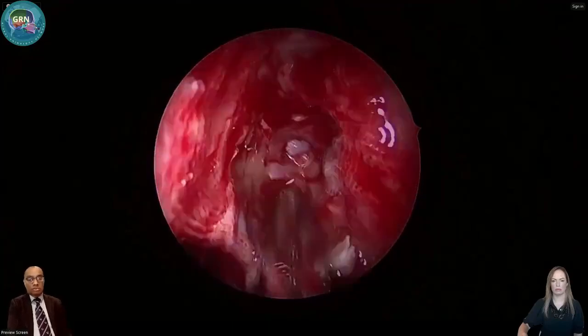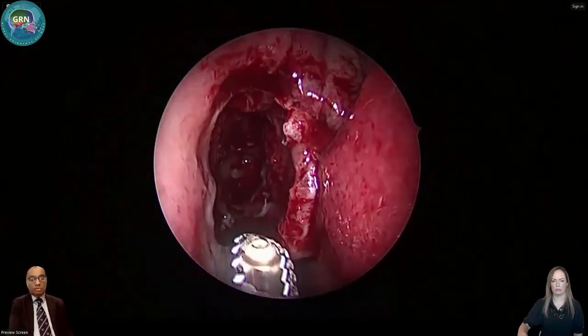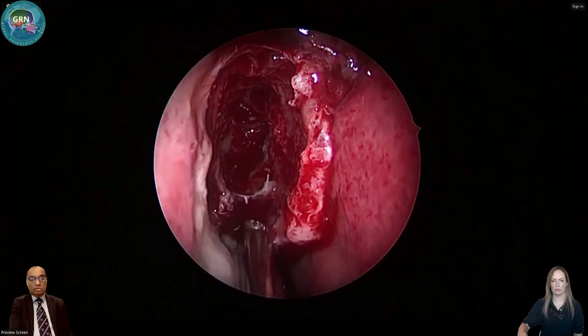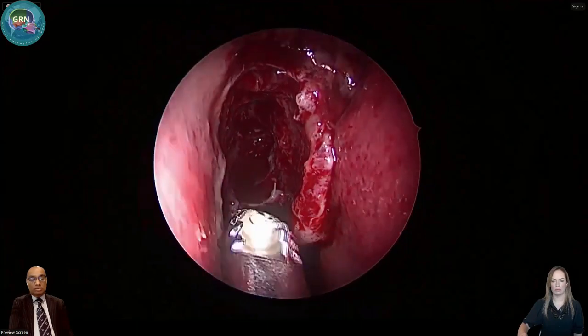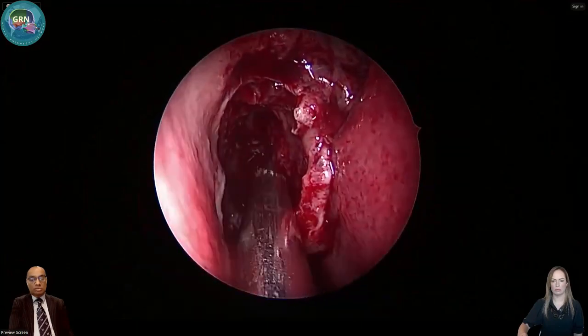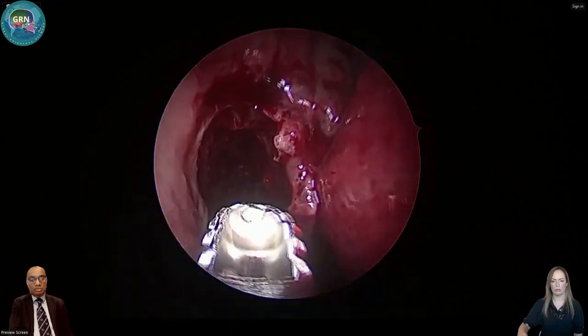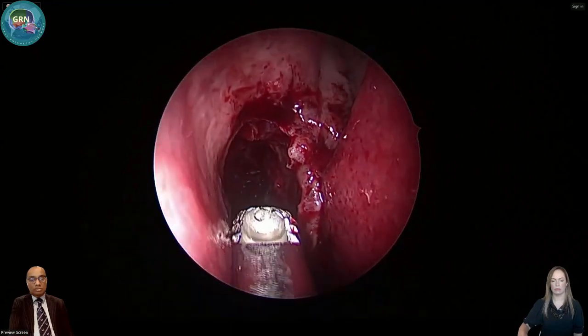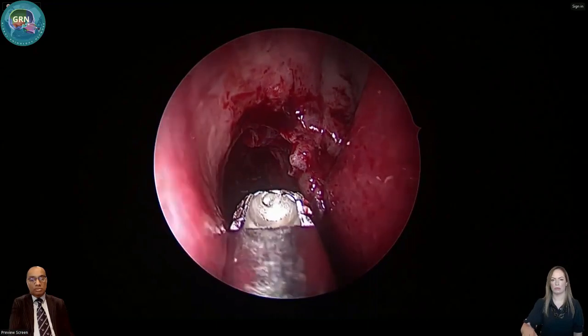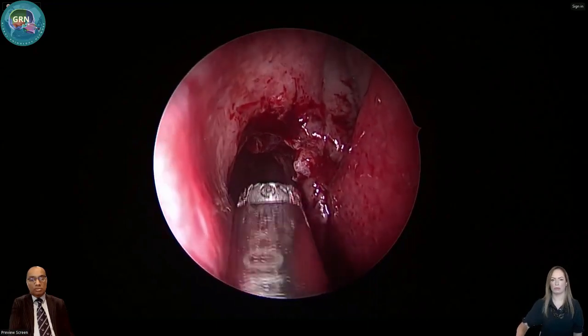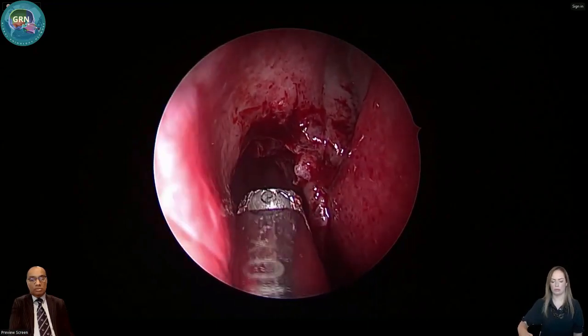Mistake, because imagine some people resect only this part. They resect only the inferior part. Some people resect the whole of this part. Please understand that you're seeing this patient intra-op, that is during the surgery. But after the surgery, you don't know how the healing is going to take place.